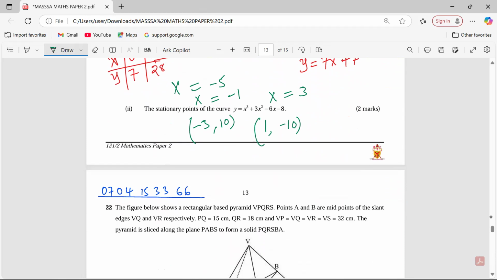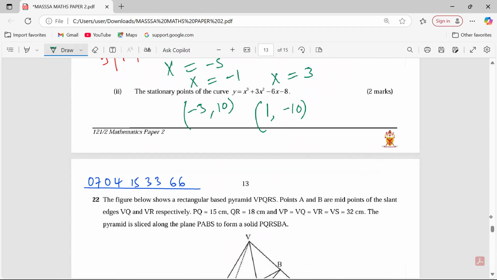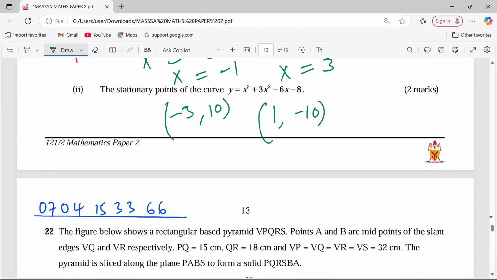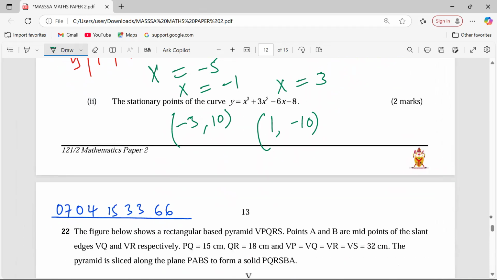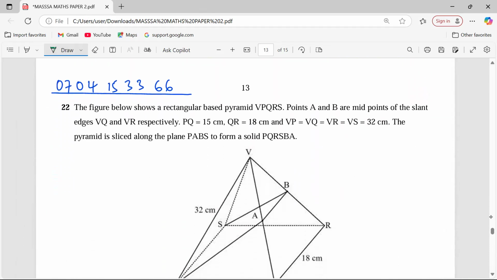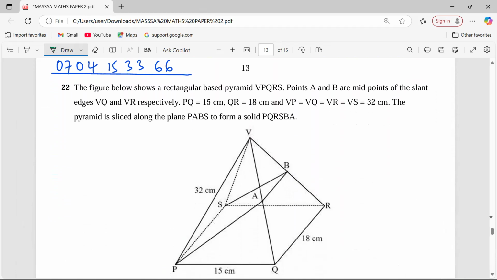Remember, stationary points of a curve can be determined otherwise. We don't have only one method of determining stationary points. But now you've been instructed to use the graph. That's simple. Number 22 now. A very good question here.